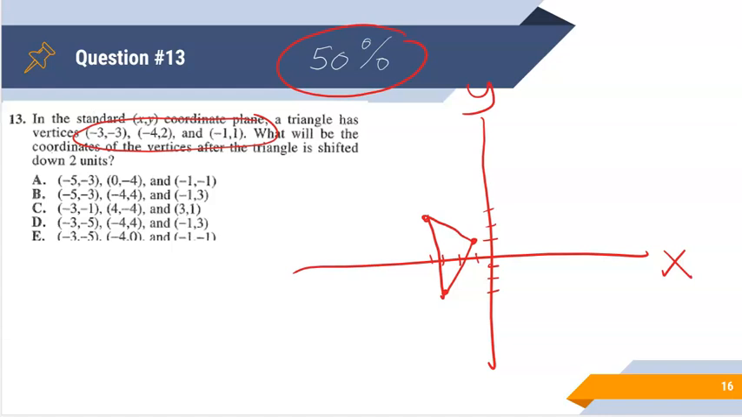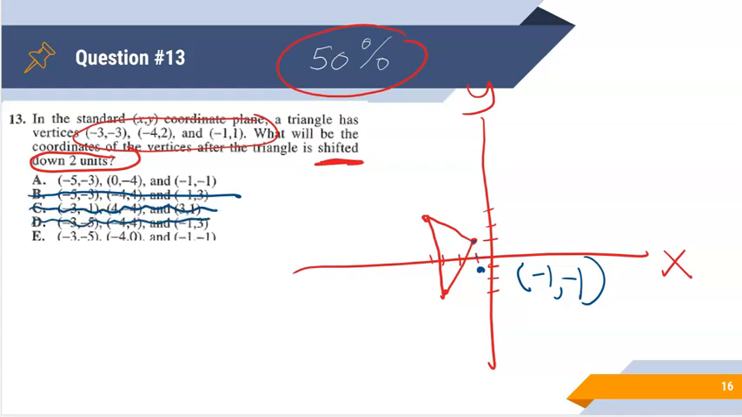Now we're told that it will be shifted down 2 units. So again, if I move all these points down 2 spots, this spot's going to go down 2 to be here, which is at negative 1, negative 1, which I don't see in choice B. I do not see that answer in C. Don't see it in D. It's either A or E. So let's keep moving points down. If we take this point and move it down 2 spots, it will be right here at negative 4.